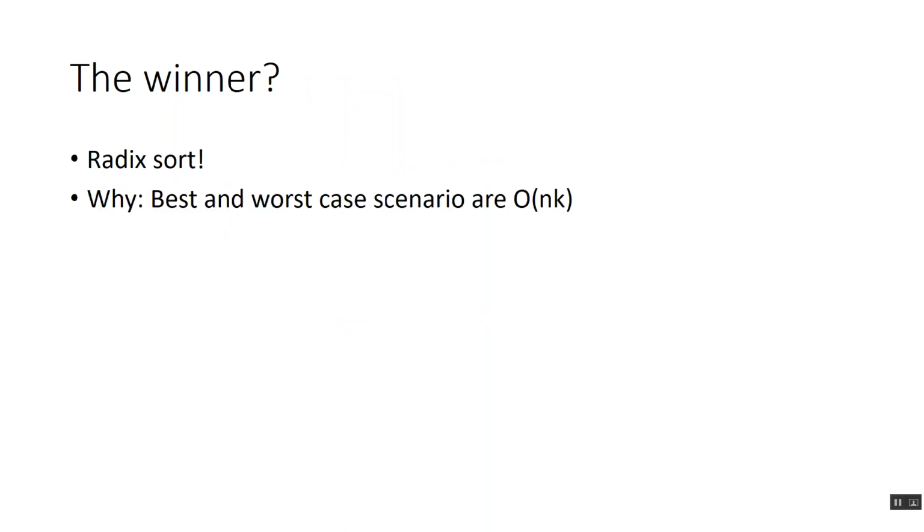So in this case, our winner is going to be radix sort, because it has the best and the worst case scenario of O(nk). And as you can see, if k is equal to n, then it's no better than bubble sort, for example.